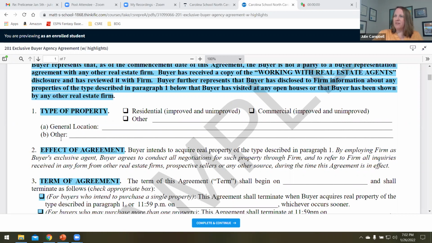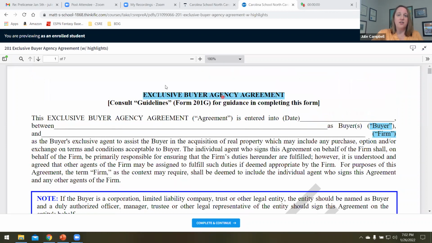A question came in about the working with real estate agent disclosure. That is never oral, that's always signed. It's not a contract, and it's always signed. And the disclosure does not create agency. What creates agency? The exclusive buyer agency agreement.